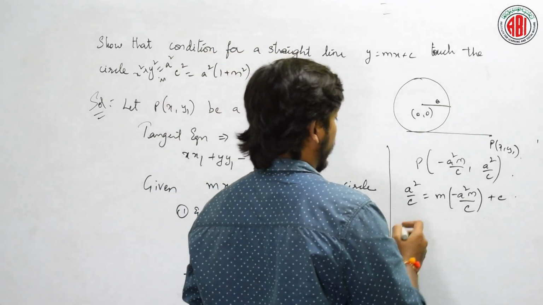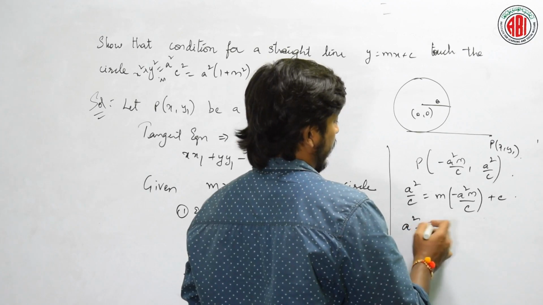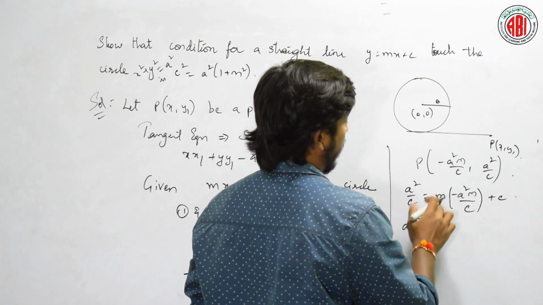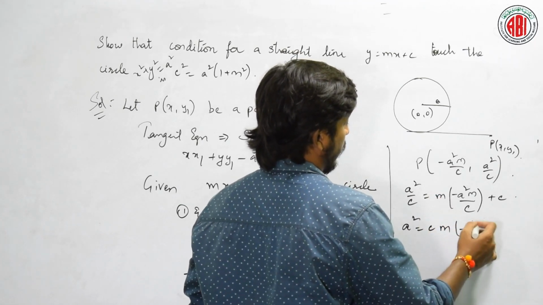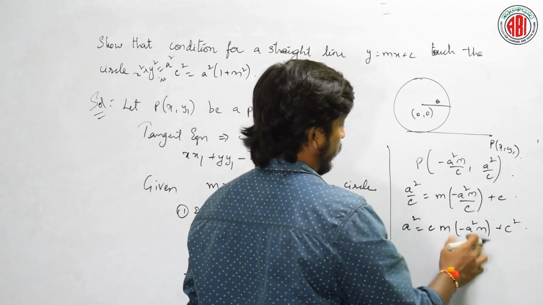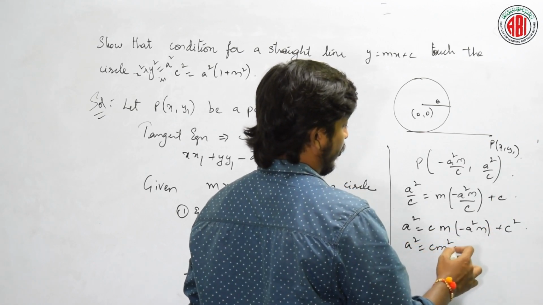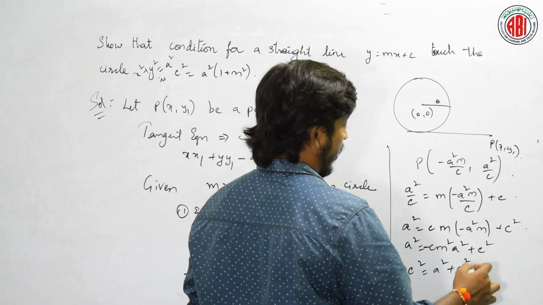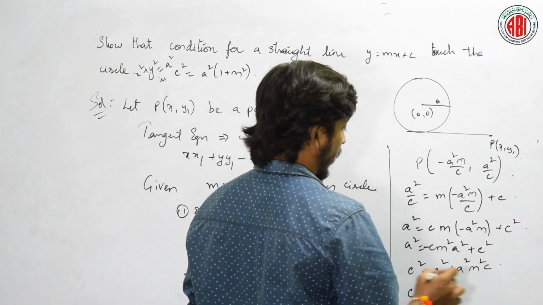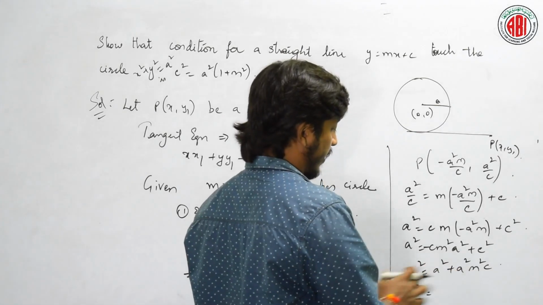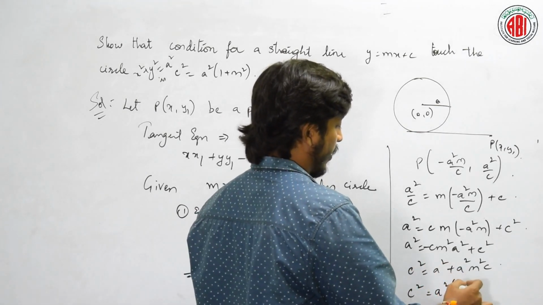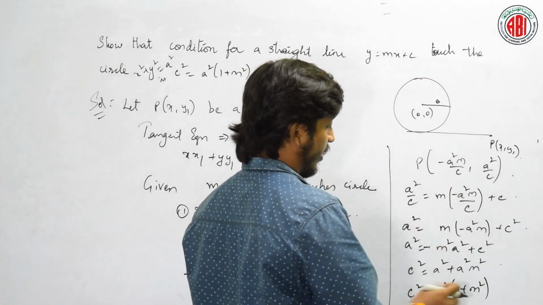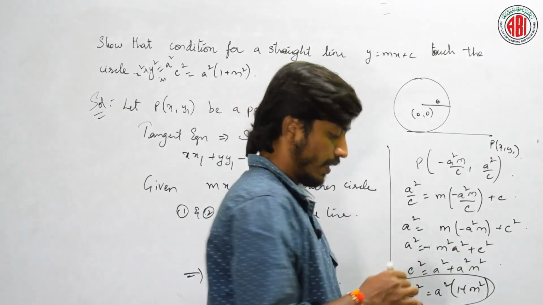So, what do we get here? A square is equal to, let us cross multiply c to that side. What do we get? A square is equal to minus a square m square plus c square. So, c square is equal to a square plus a square m square. If I take a square common, I will get 1 plus m square. Sorry, here we should not get c, they get cancelled. So, it is a square into 1 plus m square. Clear?